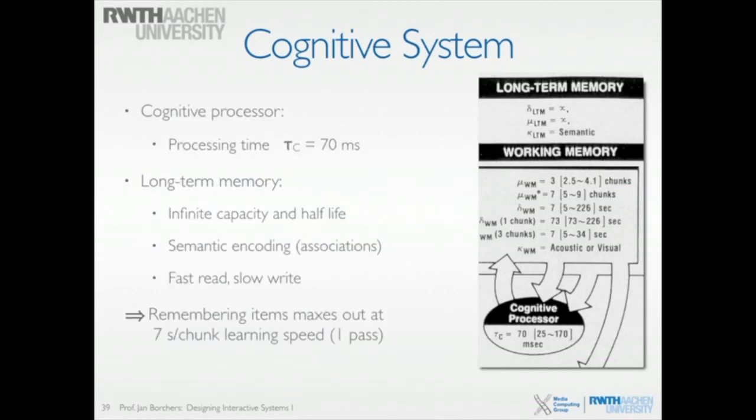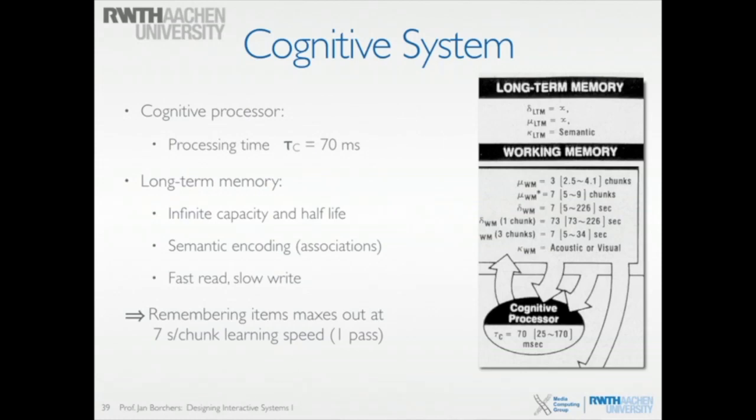Okay, so the cognitive processor, the loop that you're having there, is the processor that tells you, if I perceive something, what did I want to do with that information? That is taking roughly 70 milliseconds. So it's sort of the CPU deciding what to do next.